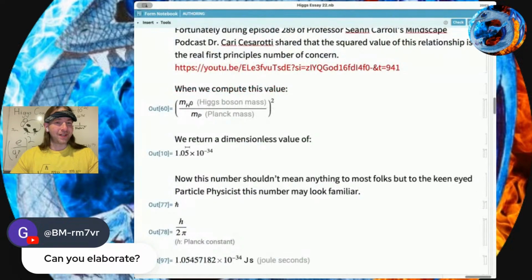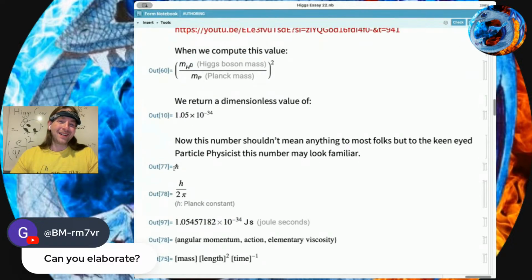We take the same square value. Here's the big assumption: we return a dimensionless value of 1.05 times 10 to the minus 34, the first three digits and everything of h bar without dimensions. So here's the claim. What if that was true? What would be the consequences? That's the big conjecture right there. And again, maybe it's nothing. I shouldn't have even done this with only three significant digits there.